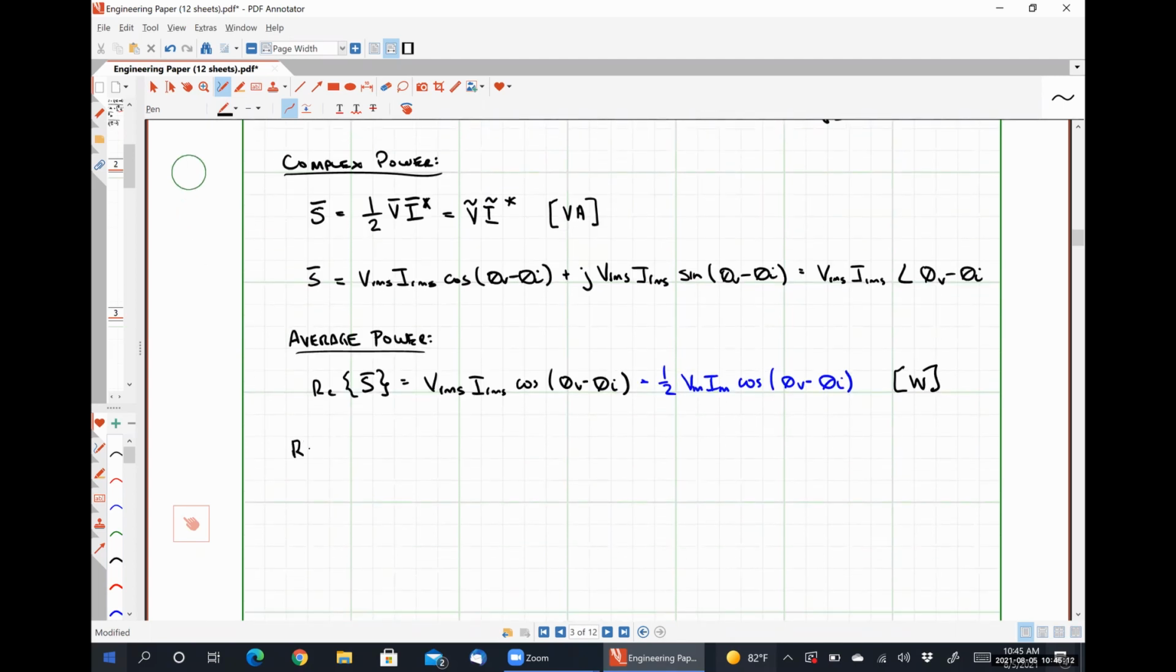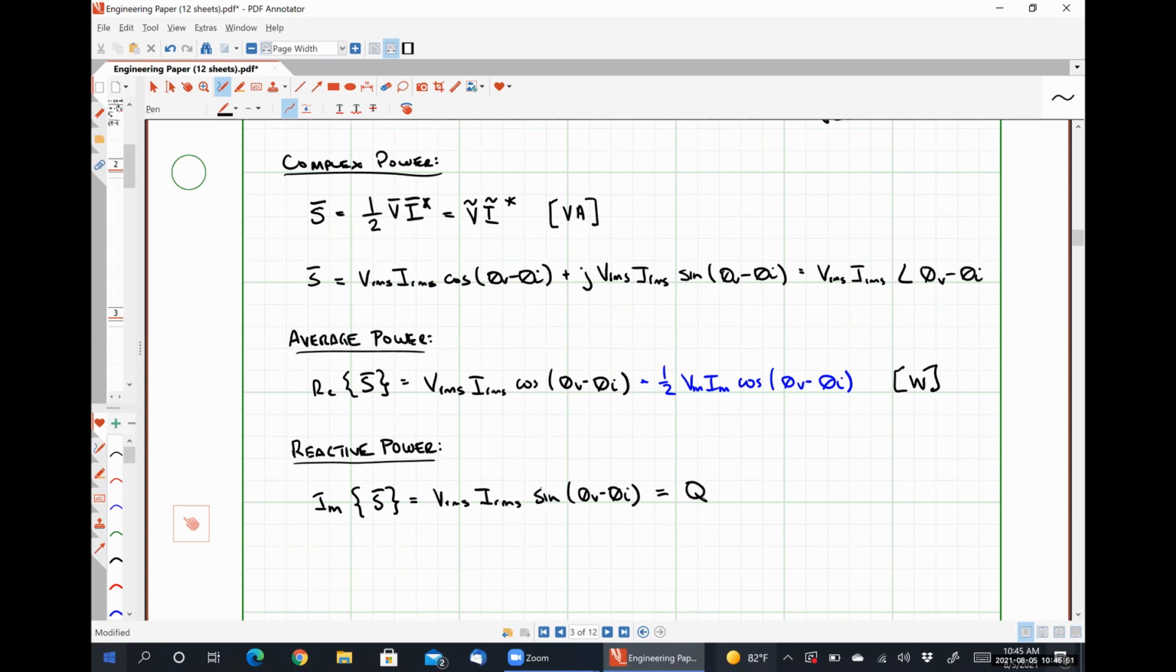Our next thing that we're going to talk about is what's called reactive power. Reactive power is the imaginary portion of our complex power. So it is given by V_RMS I_RMS sine of theta_V minus theta_I, okay? You might see it denoted as Q, right?